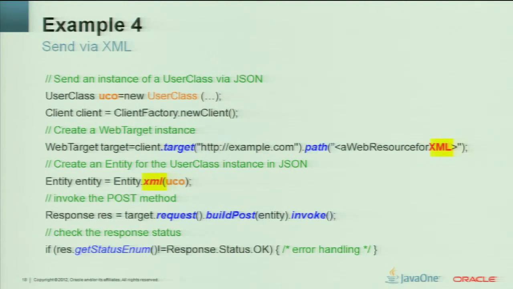And now we just call the method again. So we build a post with the entity as a parameter. So we have a kind of wrapped encoding of the user class object, and we invoke the method here. And then we check the response status, and if the response status is not okay, then we do some error handling. And we don't care about HTTP headers, we don't care about XML encoding. Everything is just happening behind the scenes in the framework.